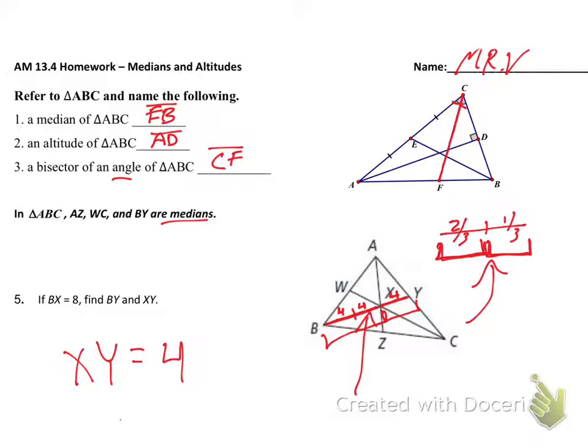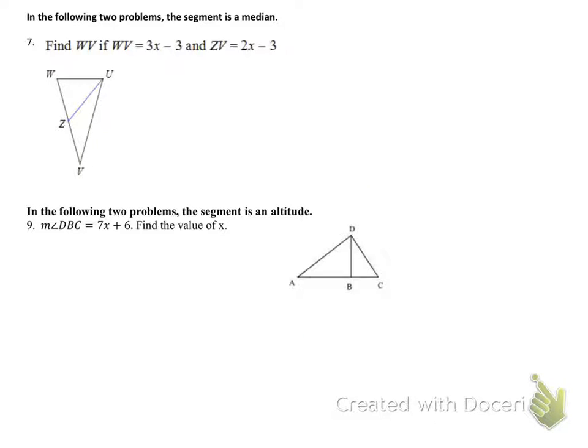Oh, it also says find BY. So then, sorry about that. So then BY wouldn't be too hard, right? B to Y, which is the whole thing, I would just add 4 plus 4 plus 4. So BY would equal 12.